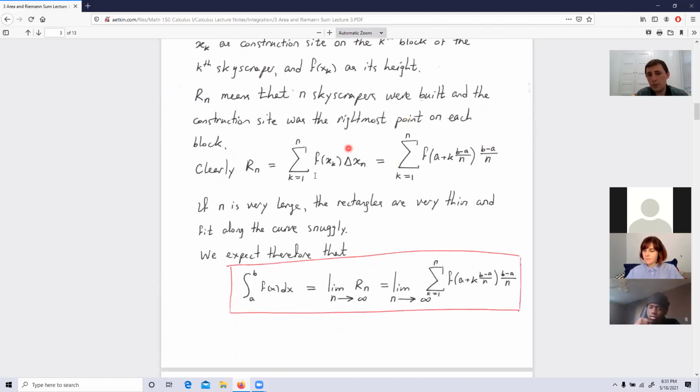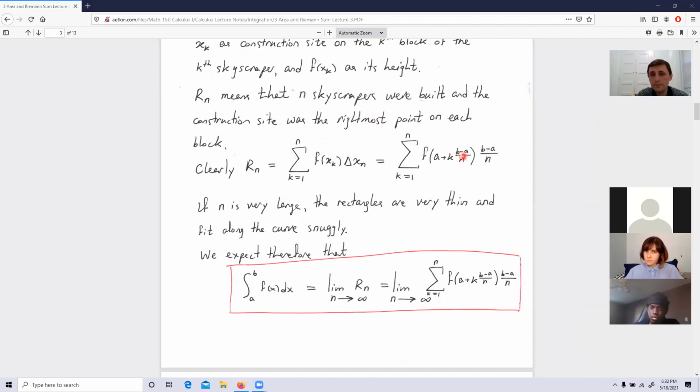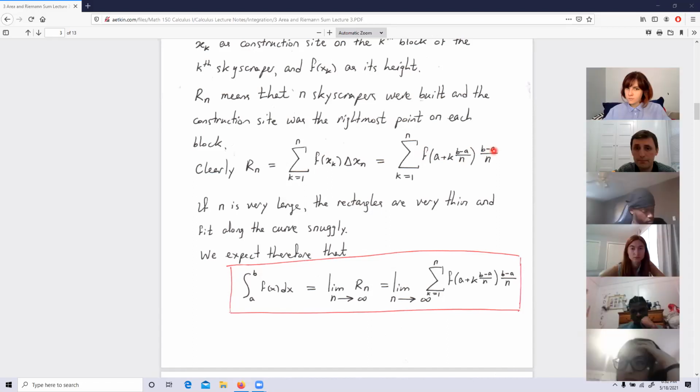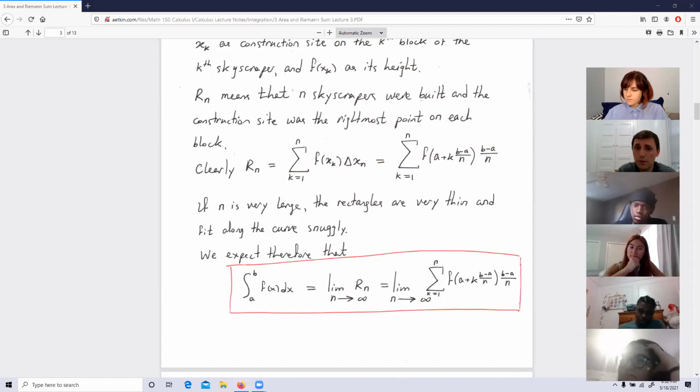So the approximation is then going to be f, the altitude at the point xk, times the width of the skyscraper. So this is the skyscraper on the kth block, times the width of the skyscraper. You understand this formula, guys? If you understand this formula, everything else should be very simple.